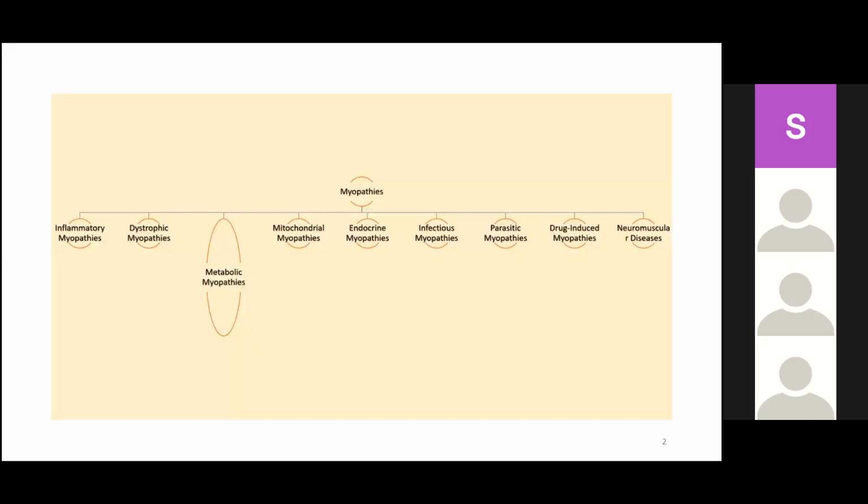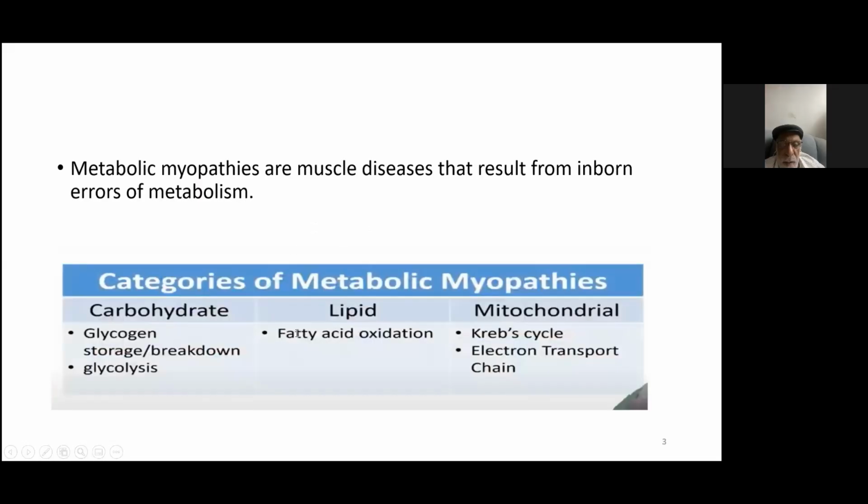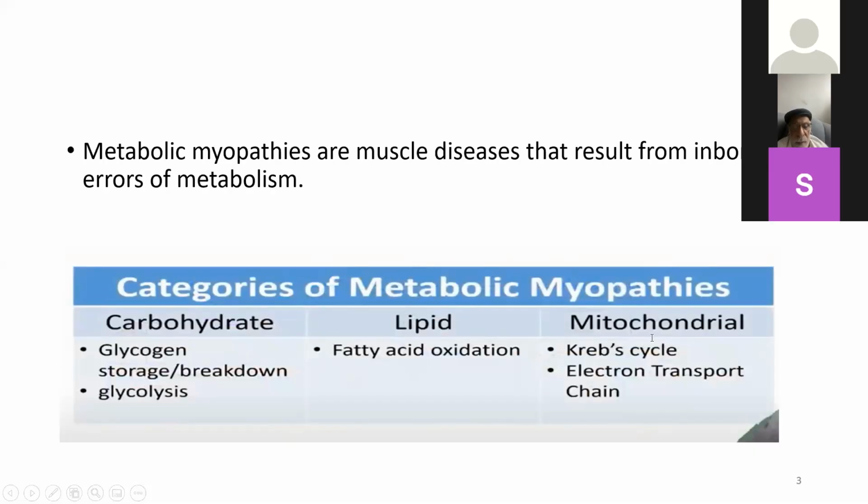Myopathies include many forms: inflammatory myopathies, dystrophic myopathies, endocrine, infectious, parasitic, drug-induced, neuromuscular disease, and metabolic myopathies. Metabolic myopathies are muscle diseases that result from inborn errors of metabolism, either in carbohydrate metabolism, lipid metabolism, or mitochondria. Carbohydrate metabolism involves glycogen synthesis or breakdown, and glycolysis. Lipid metabolism involves fatty acid oxidation. Mitochondria involves the Krebs cycle or electron transport chain.